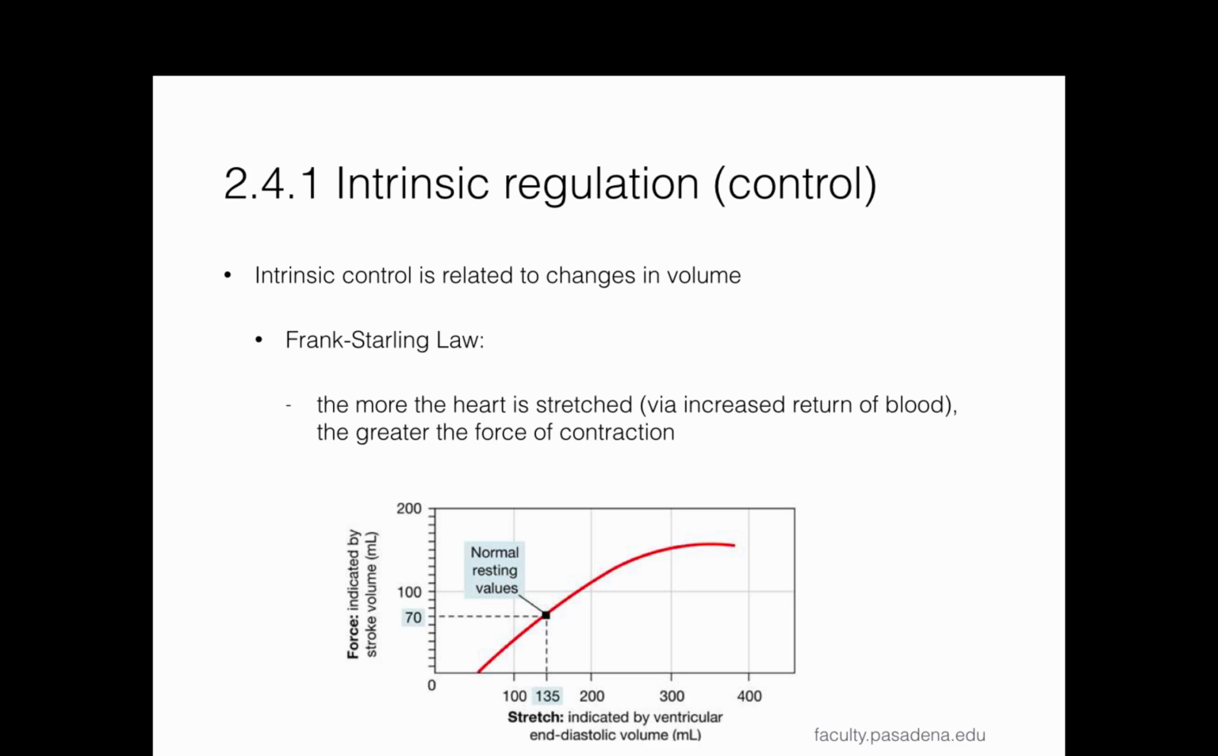Intrinsic regulation, that is, intrinsic control. Intrinsic regulation is related to changes in volume, as described by the Frank-Starling law of the heart. Simply stated, the Frank-Starling law indicates that the more the heart is stretched via increased return of blood, the greater the force of contraction. On the graph, it can be seen that with increased stretch, there is increased force up to a certain limit.